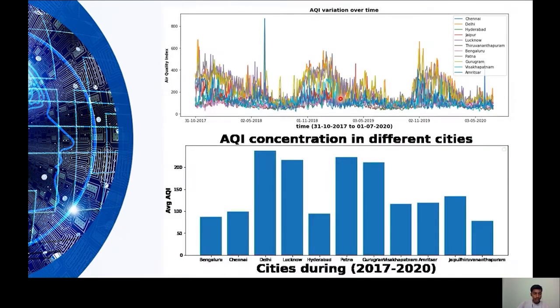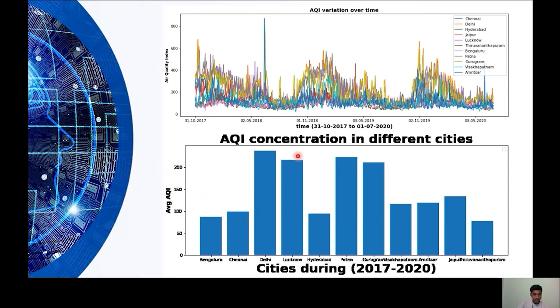And finally, the graph of air quality index gives us a comparison of level of air pollution in different cities of India. Here we can see Delhi, Lucknow, Patna, Gurugram have high level of AQI. This shows these four cities are polluted very much. And in other case, Thiruvananthapuram is the least polluted among these cities.